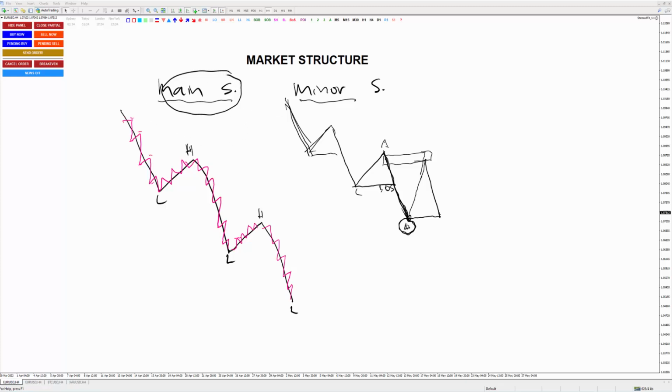Now let me remove this. Now we are focused on the minor structure.